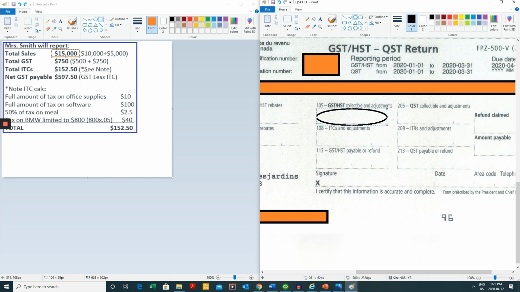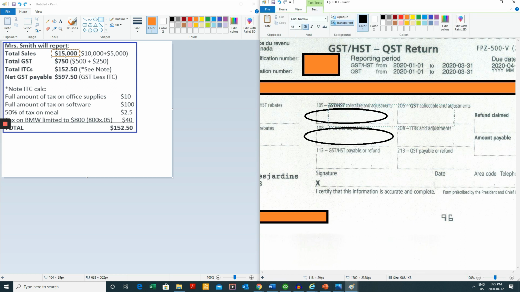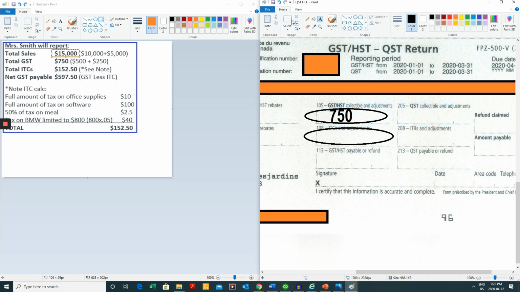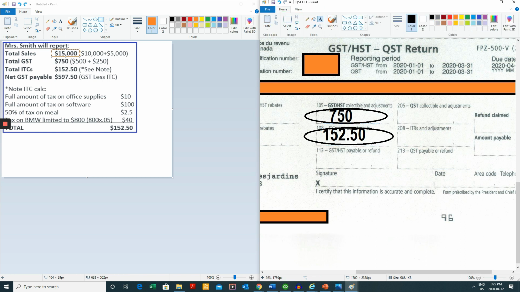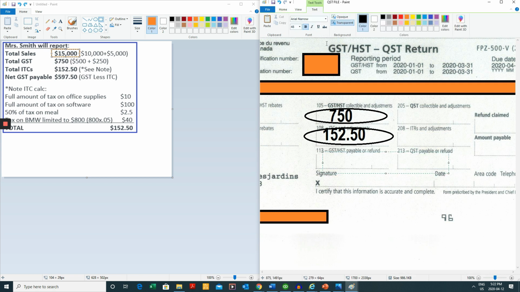And then the 152.50, those are the ITCs. So basically the amount that's supposed to be refunded to you. That will go in this box. And just to make it clear, $750 in here. And then you would have $152.50 in here. Of course, you'd be doing this by hand, but it's just to show you. And then the net amount between the two, which is $750 less $152.50, which equates to our $597.50.